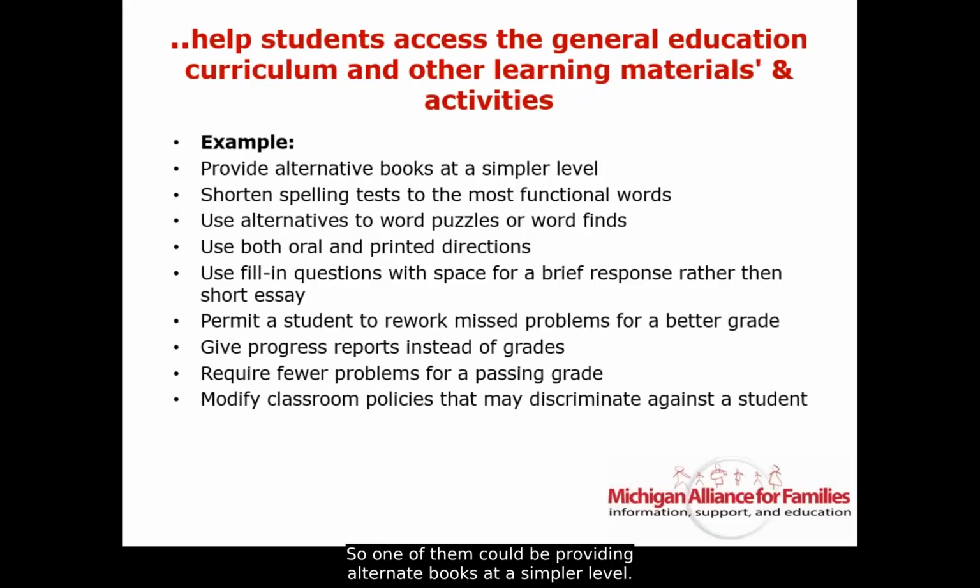So one of them could be providing alternate books at a simpler level. That sounds like a great idea. My son is in 7th grade. He's reading at a 3rd grade level. We want him to be able to read about volcanoes and the Civil War and the structure of a cell. And everybody agrees that's probably a great idea.